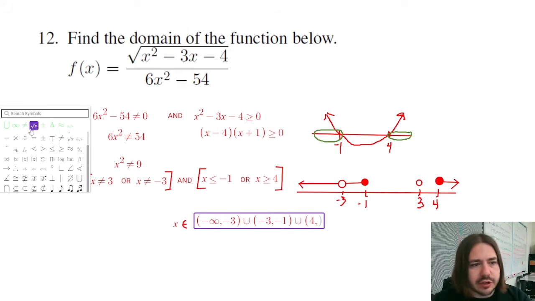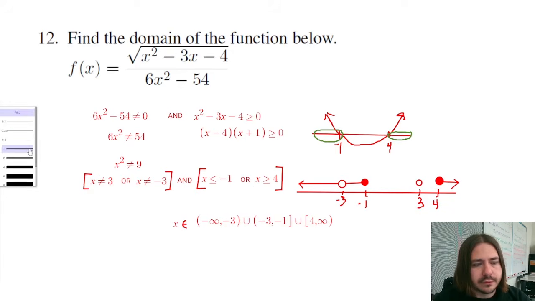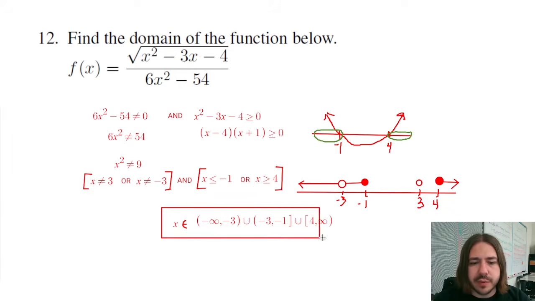Now, one little correction I need to make here is that we do want to include negative 1 and 4. So instead of these being parentheses here, I'm going to make them brackets. And there you go. Here would be the domain for this crazy looking function.